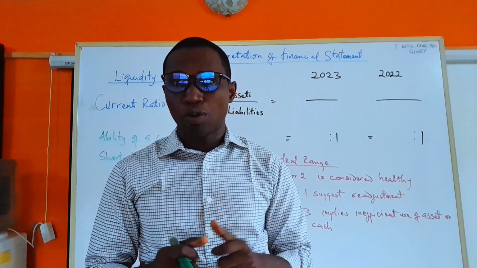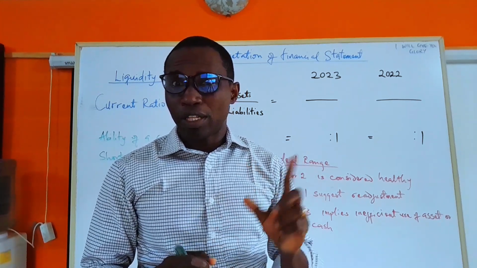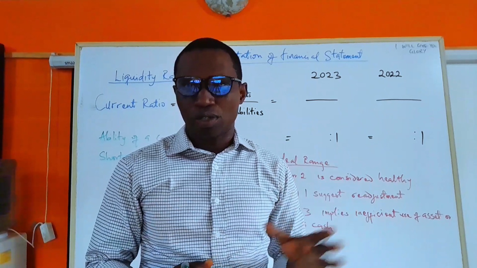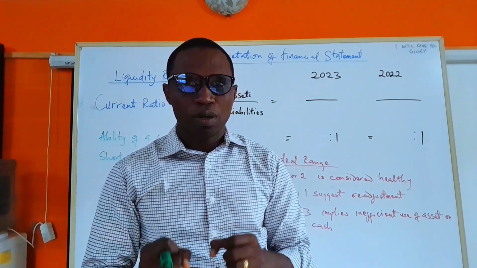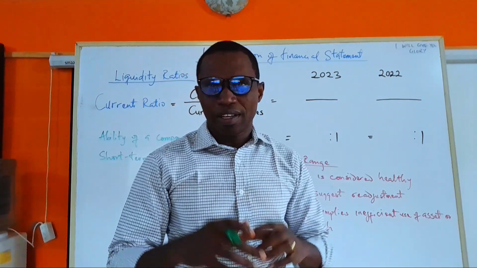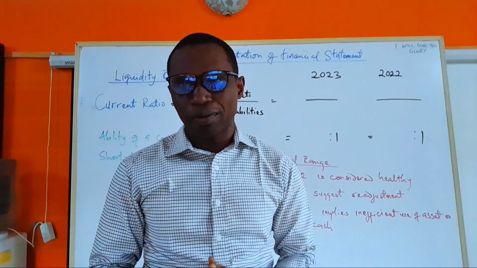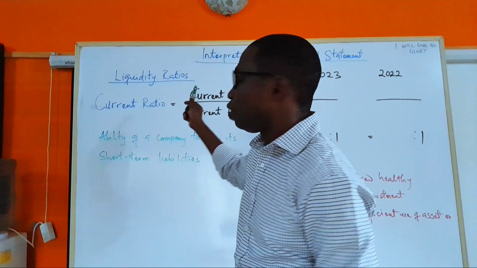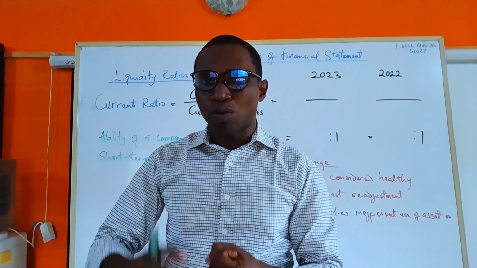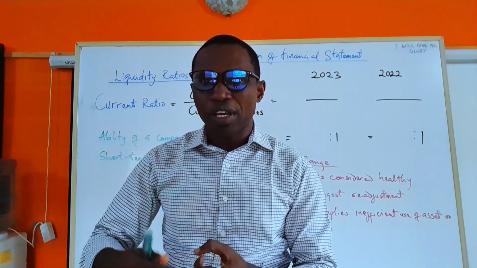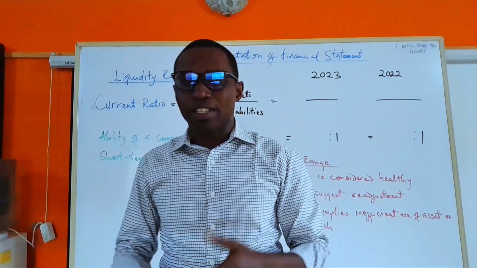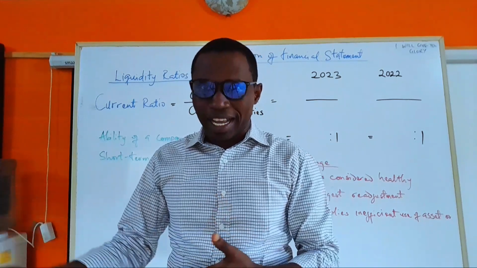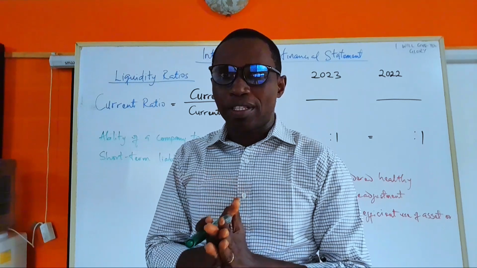The current ratio of Apple Computer in 2022 and 2023 respectively, and I will give the interpretation. But before we look at the numbers, let's quickly look at what the current ratio is. Current ratio is one of the liquidity ratios. We use it to measure the ability of a company to pay back its short-term liability. So majorly it is used by creditors and lenders. That's what a current ratio is.